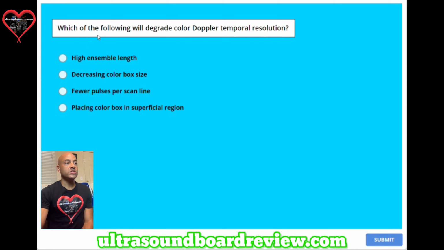Question 10. Which of the following will degrade color Doppler temporal resolution? A. High ensemble length. B. Decrease in the color box size. C. Fewer pulses per scan line. Or D. Placing color box in superficial region.